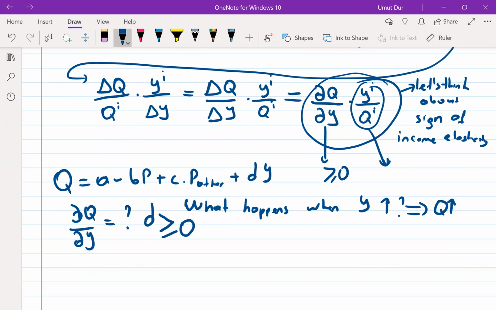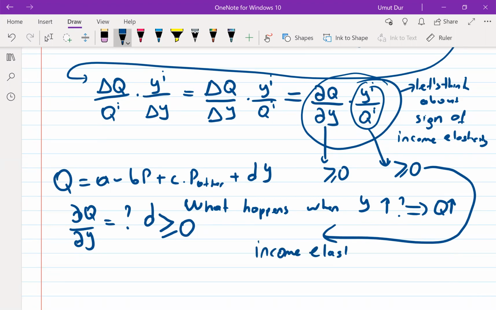Only if income is negative, but we will usually be assuming that your income will always be non-negative, which means that this term is always positive, which implies that income elasticity is always greater than 0. So just the opposite of the price elasticity.